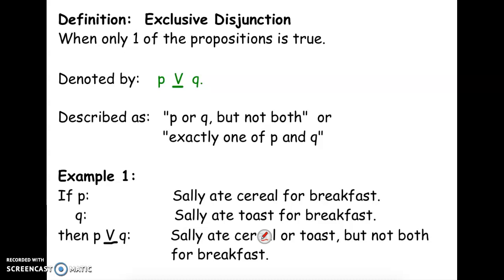This is the definition of exclusive disjunction that was taught on the last lesson. Exclusive disjunction is only when one of the propositions is true. The notation is the V with the line underneath it. How it is described is P or Q, but not both, or exactly one of P and Q.